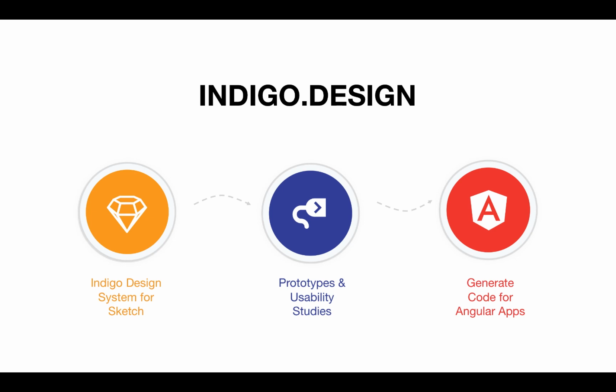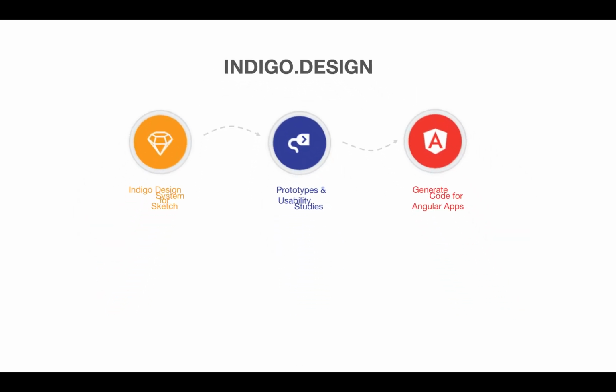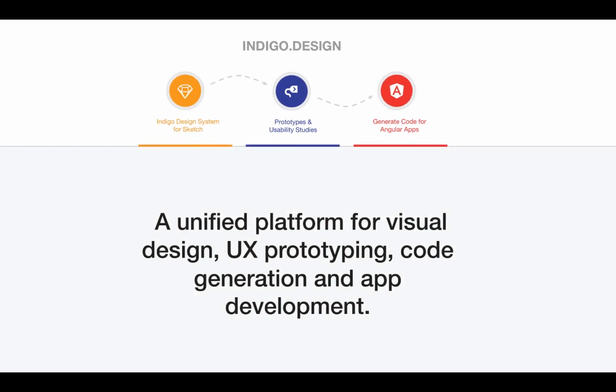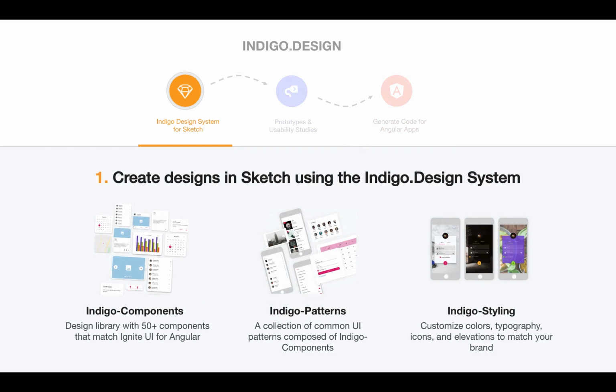This video is an overview of the Indigo Design System, a unified platform for visual design, UX prototyping, code generation, and app development. Indigo Design includes three key parts. First, the visual designer creates designs in Sketch using the Indigo Design System, which includes components, patterns, and core styling, which map to our UI components for Angular.